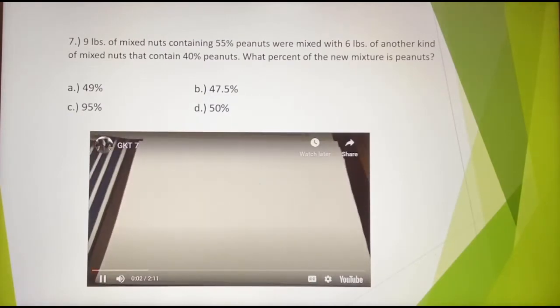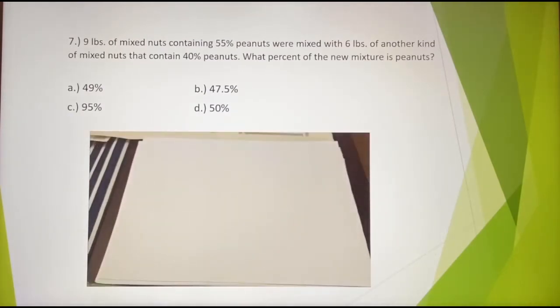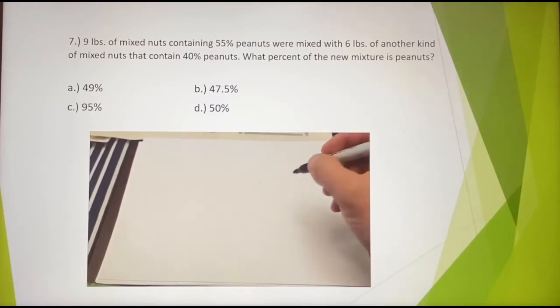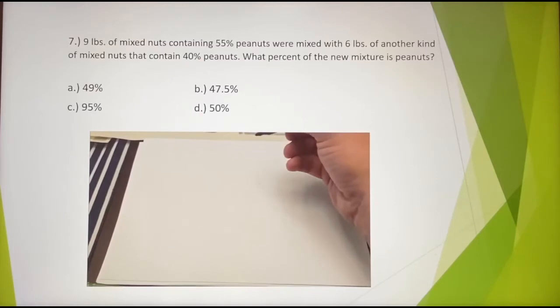Okay, 9 pounds of mixed nuts containing 55% peanuts were mixed with 6 pounds of another kind of mixed nuts that contains 40% peanuts. What percent of the new mixture is peanuts? So we're going to do a couple things here. The first thing I'm going to do is find out how much of the 9 pounds is just peanuts.